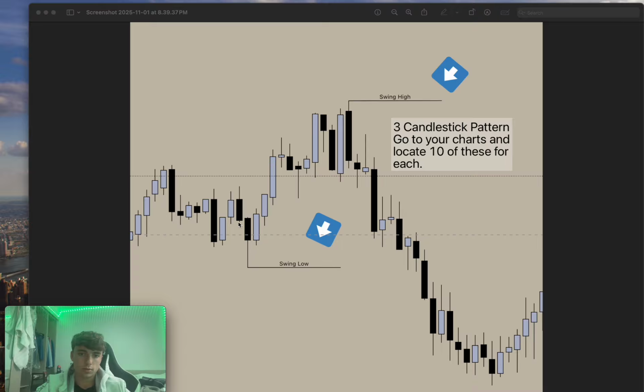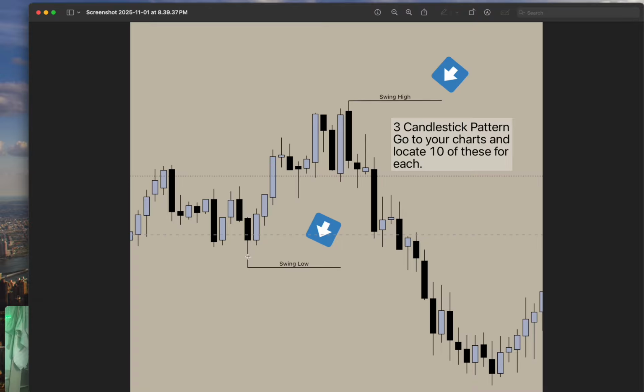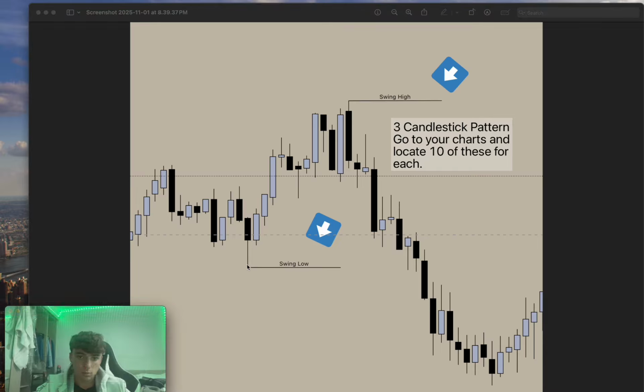3 candlesticks. So you have the lowest point over these 3 candlesticks was right here. A swing low. Swing low. Swing low. Swing high. 3 candlesticks. Go find 10 of these. It's going to be important moving forward, and you'll see why.